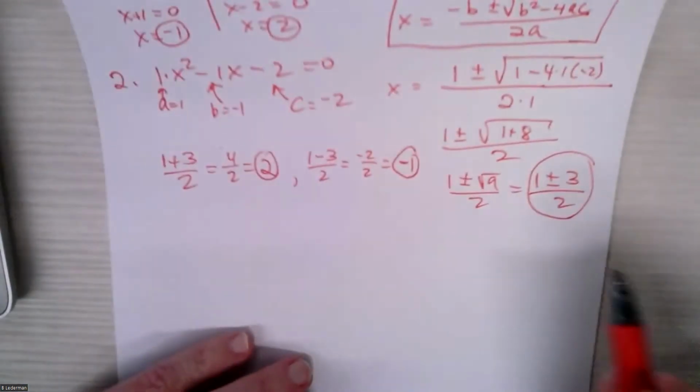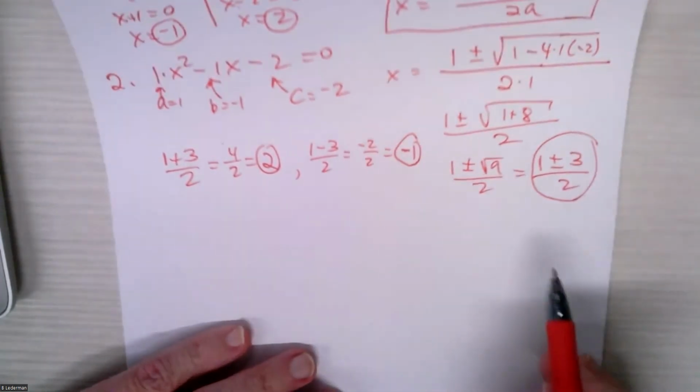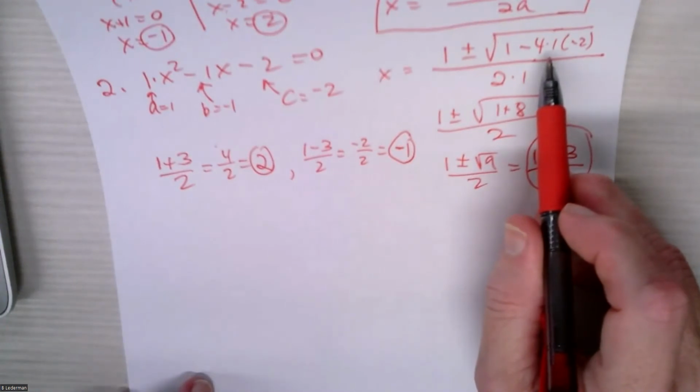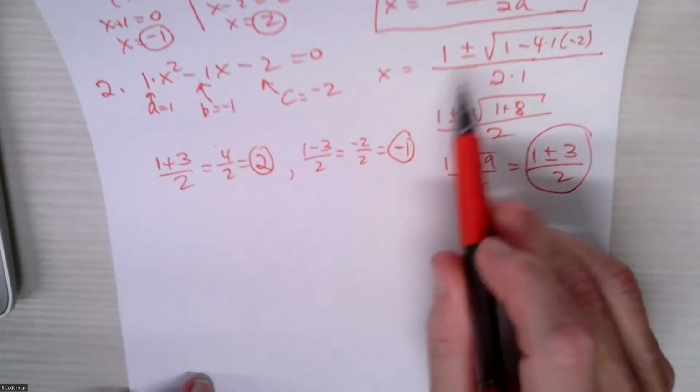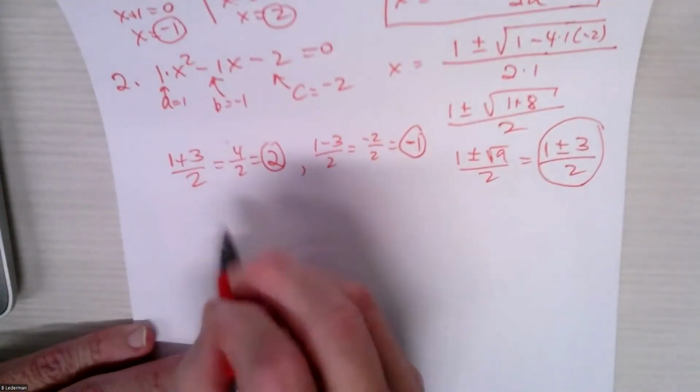And when would that happen? Well, how could it be? There's a plus answer and a minus answer. How can it only be one? Well, if the radical winds up being a 0, so I'm going to have a +0 and a -0. It's going to be the same answer. Let me give you an example of what I'm talking about. So here's an example.